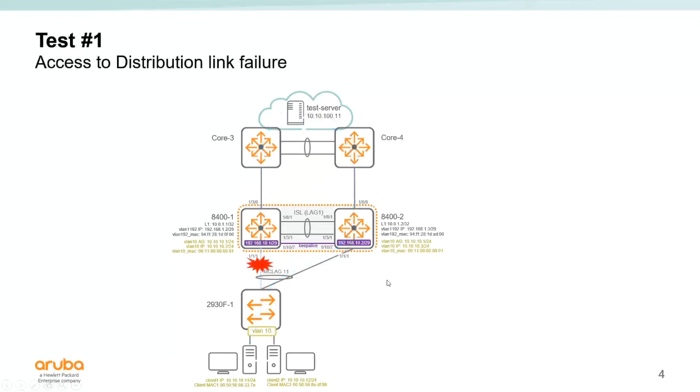The first test would be the failure of a link between the access switch and the distribution layer. And the second test would be the failure of the ISL links, and see how the keepalive will protect against split brain and make sure that the traffic is impacted with a very minimum downtime.